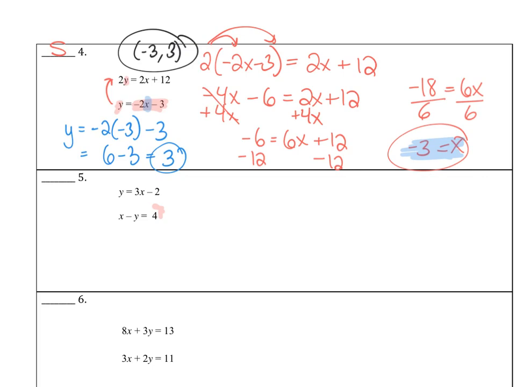All right? So again, these are just practice problems to try to help you decide which method to use, either the elimination method or the substitution method.